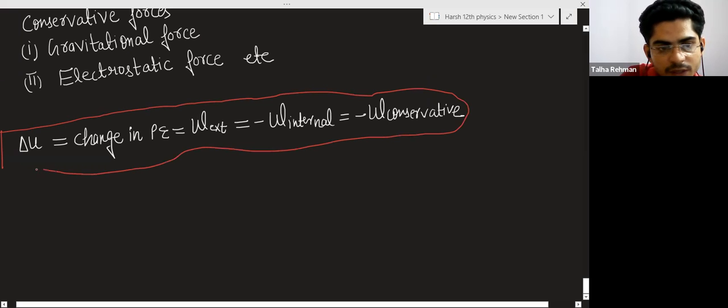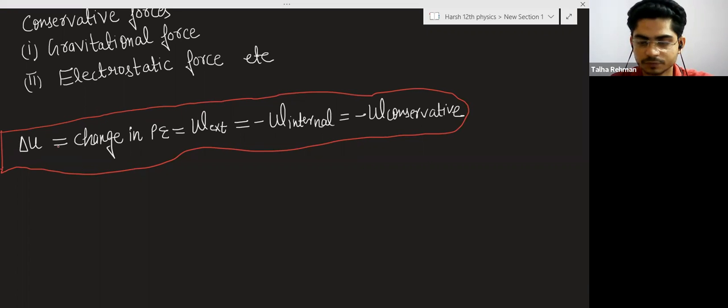This is from 11th class. So we should only remember change in potential energy is equal to negative of work done by conservative force. So why am I telling these things? Because we have to study the potential energy of a system of two point charges.